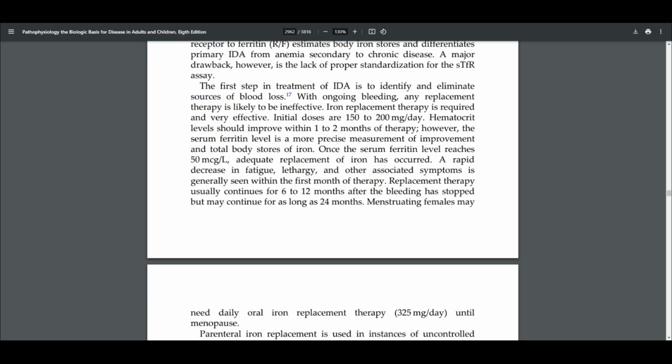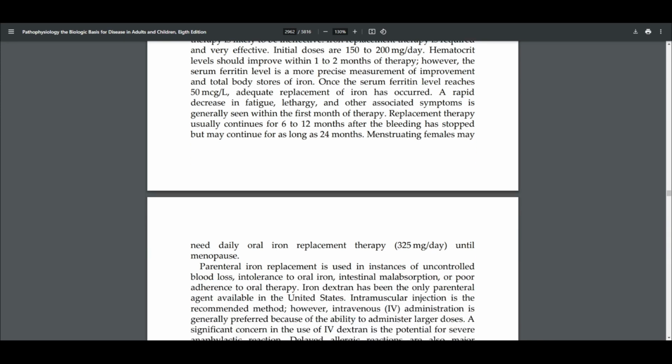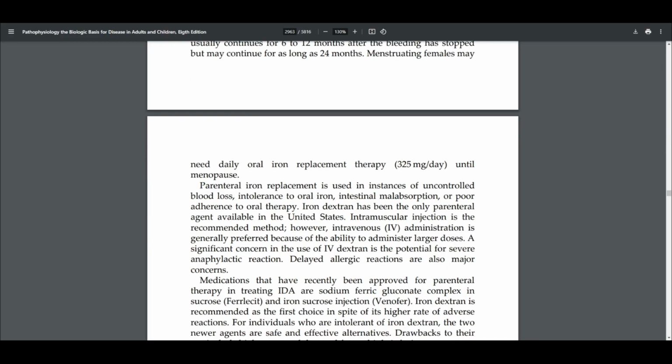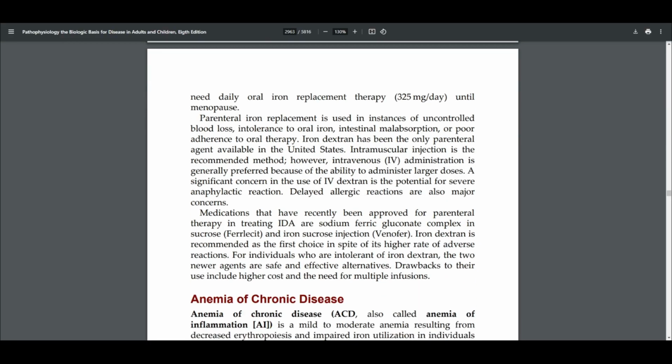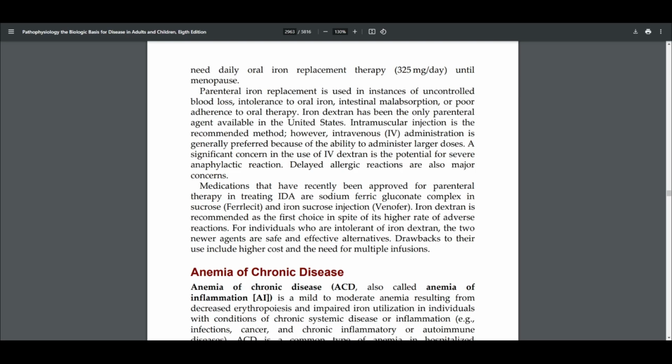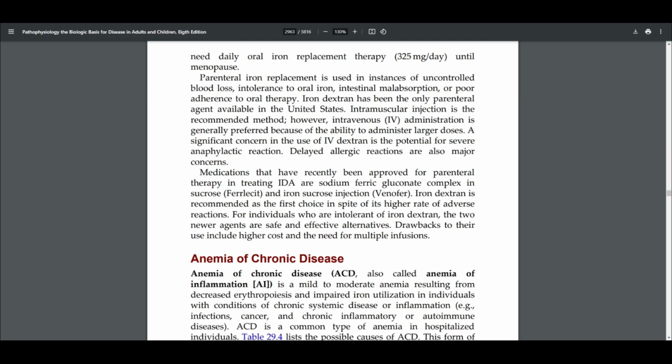Replacement therapy usually continues for 6 to 12 months after the bleeding has stopped, but may continue for as long as 24 months. Menstruating females may need daily oral iron replacement therapy until menopause. Parenteral iron replacement is used in instances of uncontrolled blood loss, intolerance to oral iron, intestinal malabsorption, or poor adherence to oral therapy. Iron dextran has been the only parenteral agent available in the US.